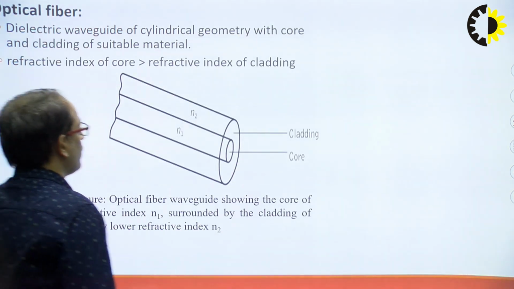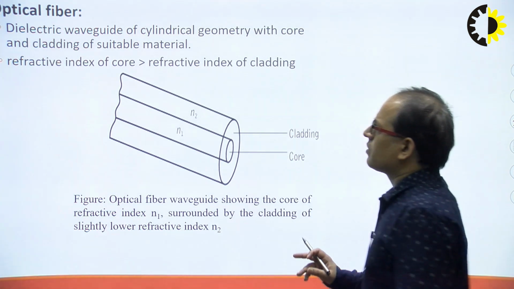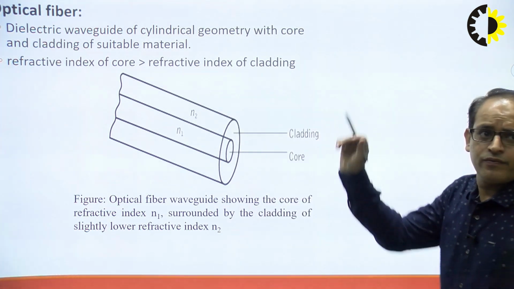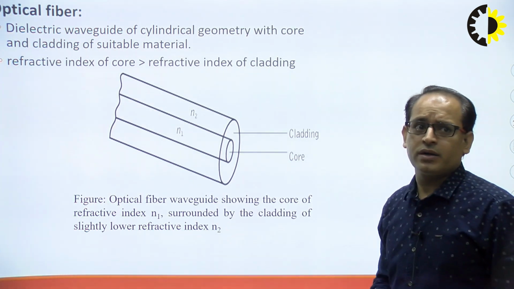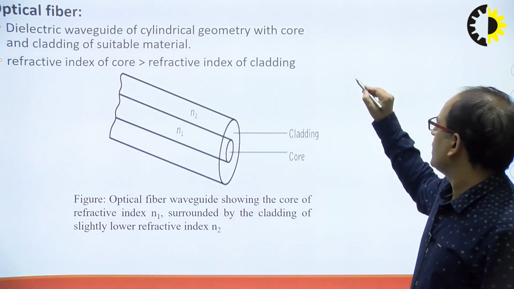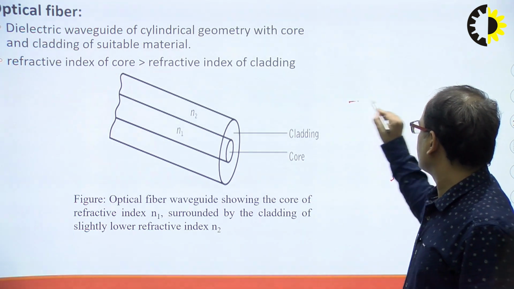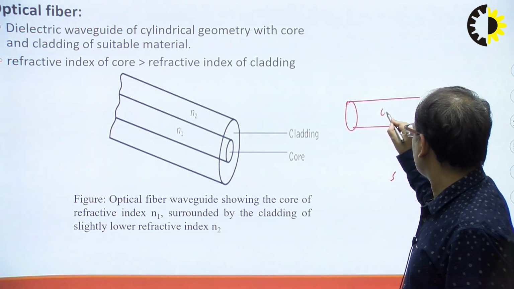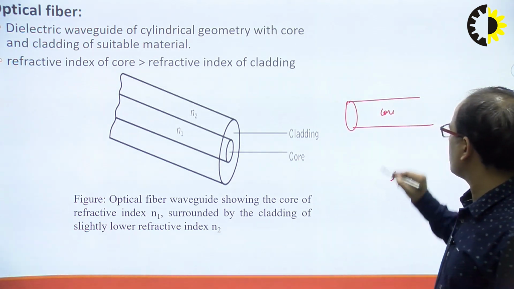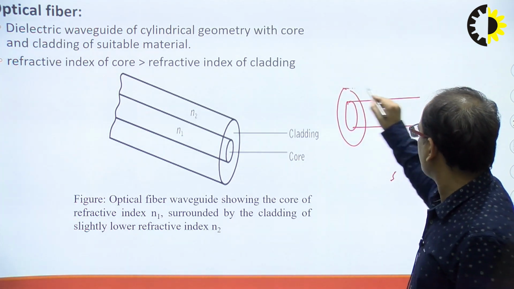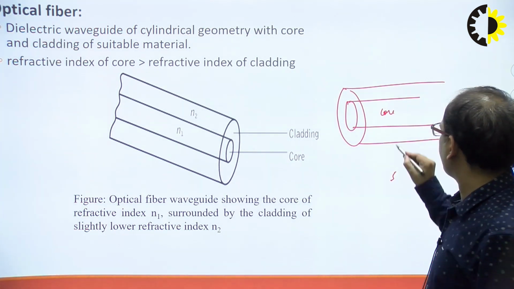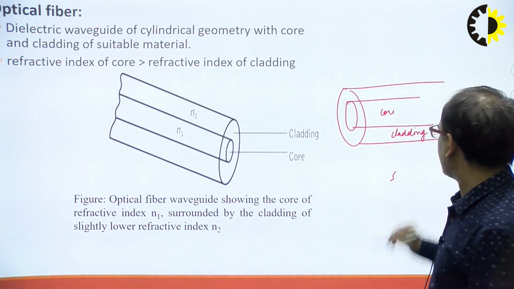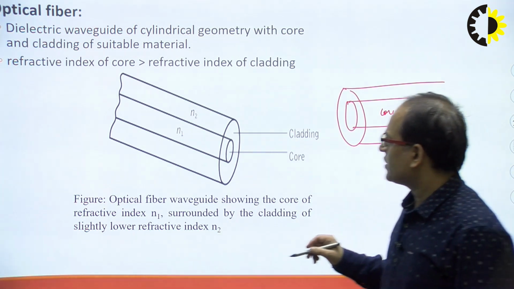First of all, we will discuss the optical fiber cable. The optical fiber cable is made of a dielectric waveguide, which has a core and cladding material. If I say this is an optical fiber cable, the inner portion is known as the core and the outer portion of the optical fiber cable is known as the cladding. Clear?